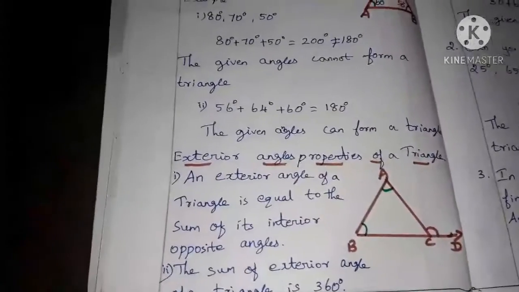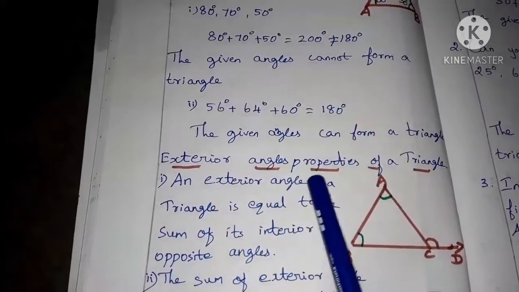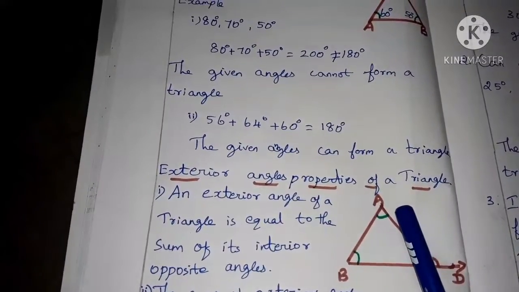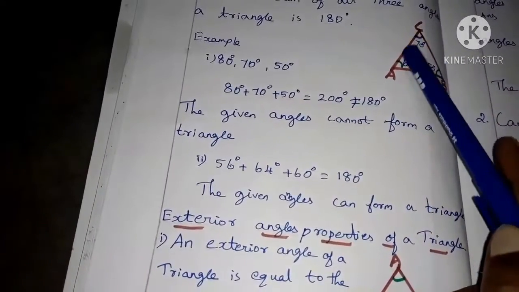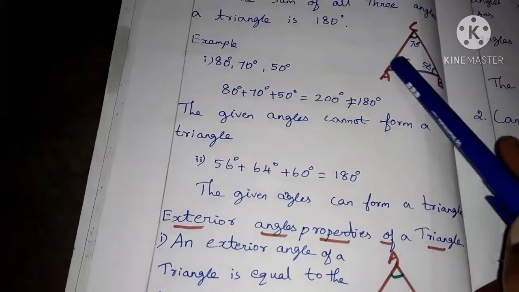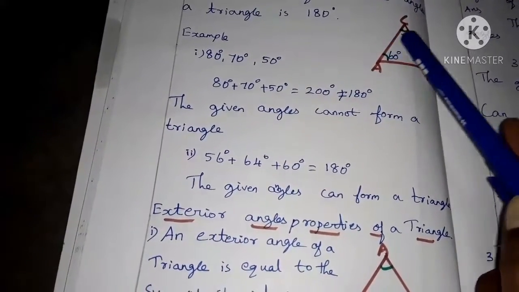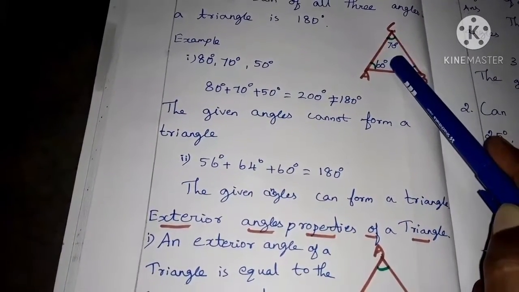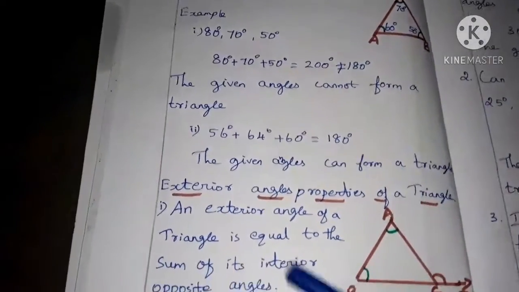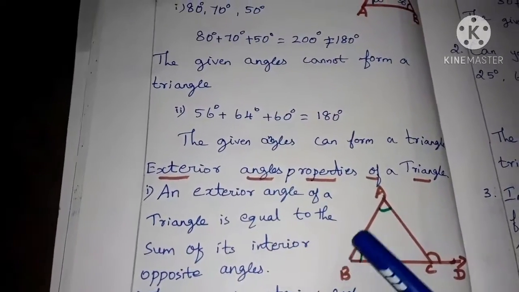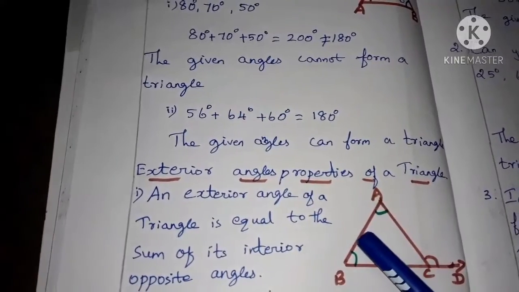The second concept is the exterior angle property of a triangle. These three angles come inside the triangle, so they are called interior angles. Now we are going to see the exterior angle property.